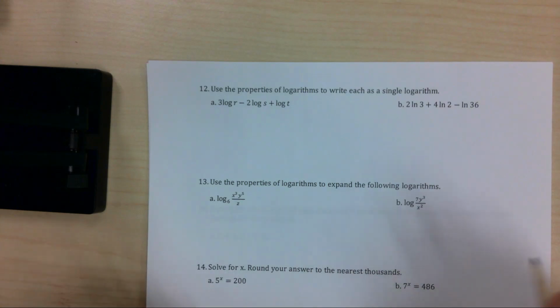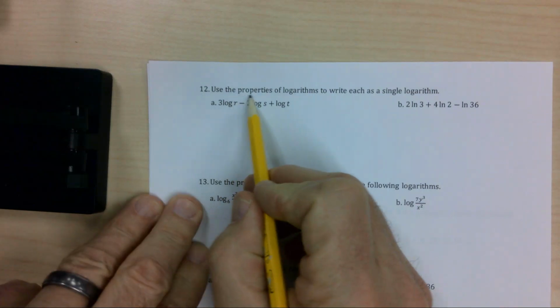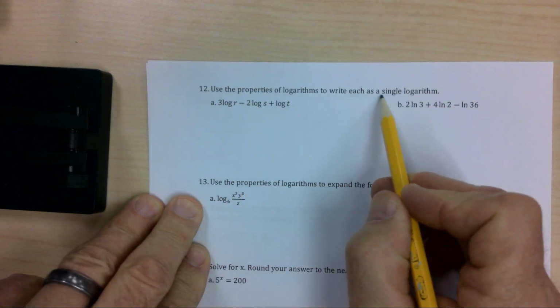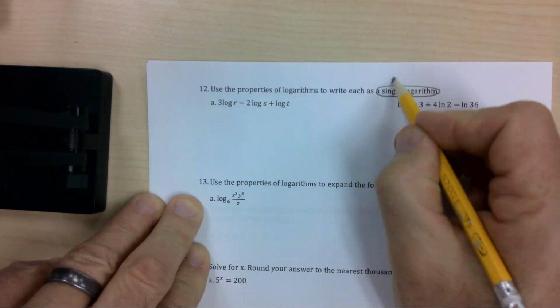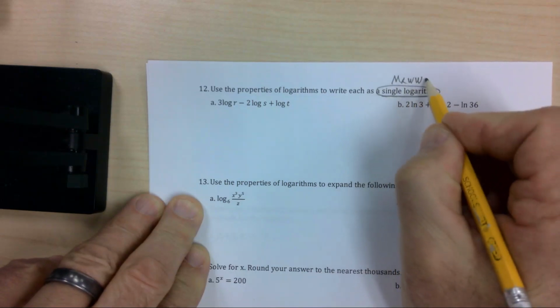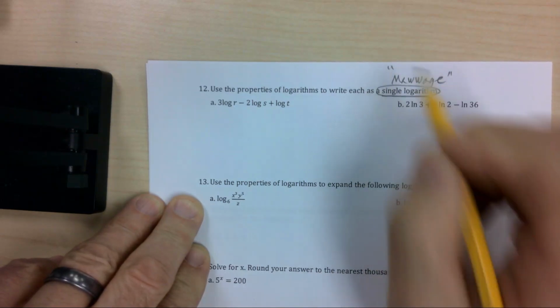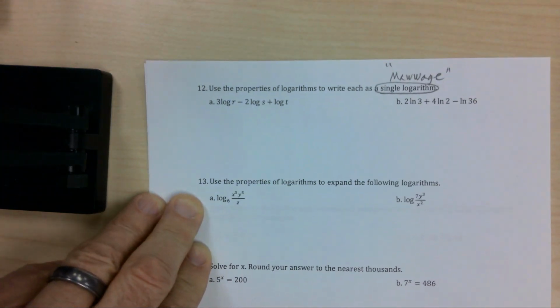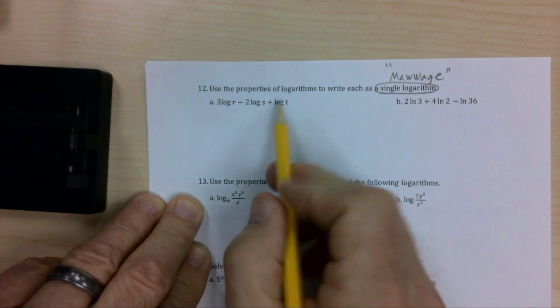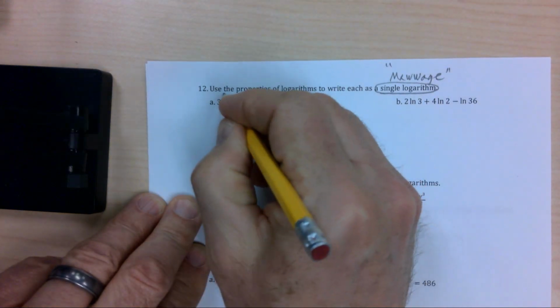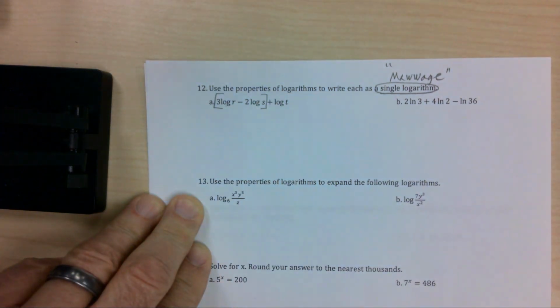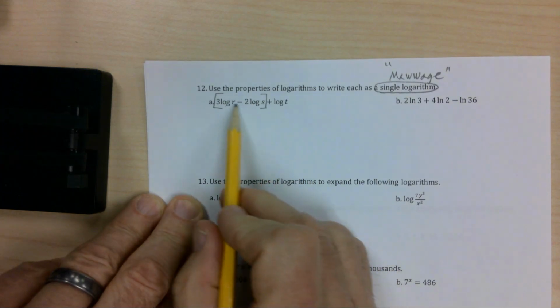Okay, part 2. Use the properties of logarithms to write each as a single logarithm. Now I know I got kind of crazy in class, but these sort of things are what you guys remember. These are the marriage rules. The two shall become one. Now when you've got 3 of them, you need to kind of chunk out 2. Don't worry about all 3 of them at the same time. Let's just figure this out.